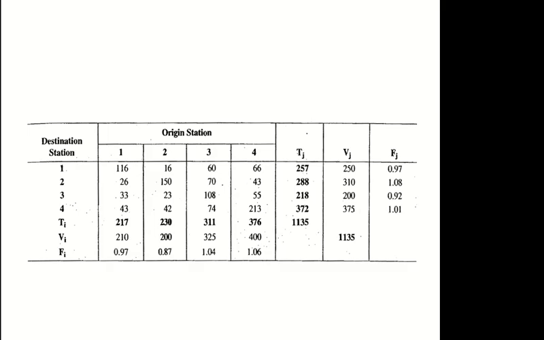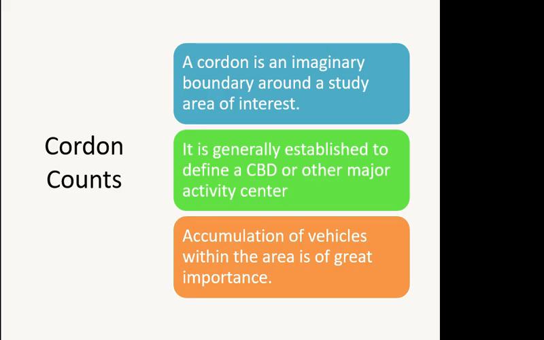So this is your check. When you do one iteration, compare the factors with the previous ones. All the factors should be closer to 1 now. Then we have the next one.